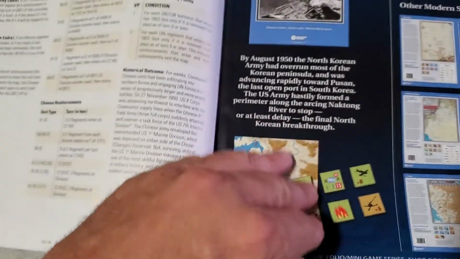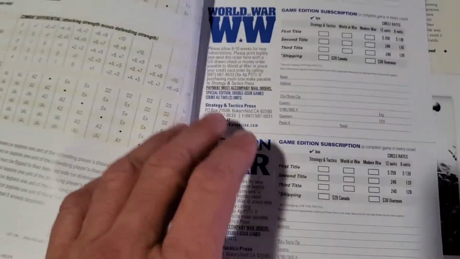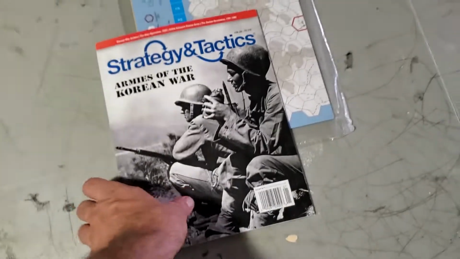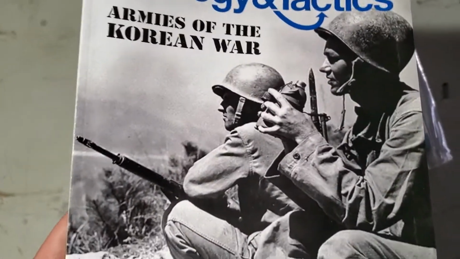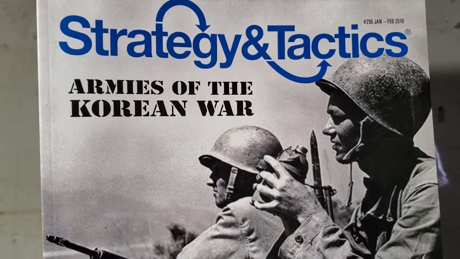More charts, then an advertisement, and more charts, and then an advertisement, and then that's it. So that was a look at the rules. Like I said, it's basically a rule set from their Folio game series.